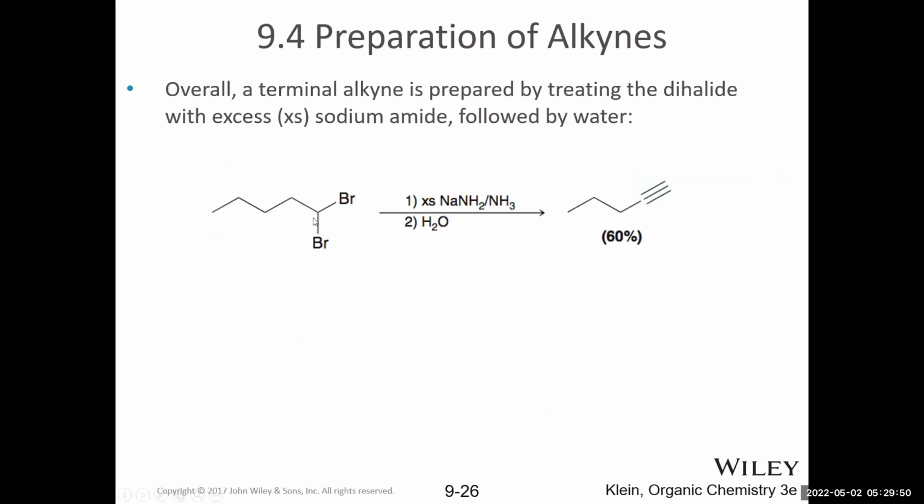So this is what that would look like. Here is a geminal dihalide. Here is, it says excess, which basically in this case means at least 3 equivalents of sodium amide in liquid ammonia, followed by that aqueous workup. We'll do a double elimination, deprotonation, followed by reprotonation with water, and that will give us our terminal alkyne.